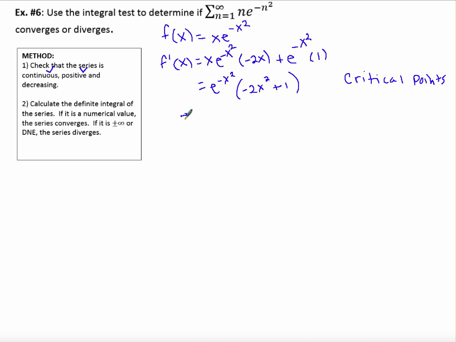So I'm going to set e to the negative x squared equals 0. And negative 2x squared plus 1 equals 0. Now again, e to the negative x squared is always going to be a positive result. It could get really, really ridiculously close to 0, but it's never going to actually equal 0. So that doesn't exist. No. But over here, I can subtract 1 on both sides.